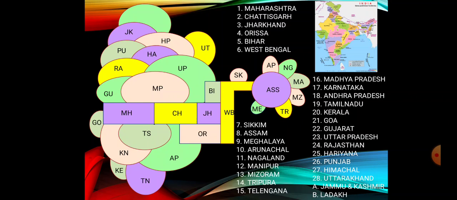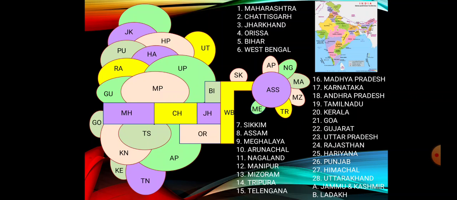For example, the question may arise: how many border states does the state of Assam have? So in northeastern India, we can see that West Bengal, Arunachal Pradesh, Nagaland, Manipur, Mizoram, Tripura and Meghalaya are the neighboring states of Assam. That means there are only 1, 2, 3, 4, 5, 6, 7 neighbors to the state of Assam.